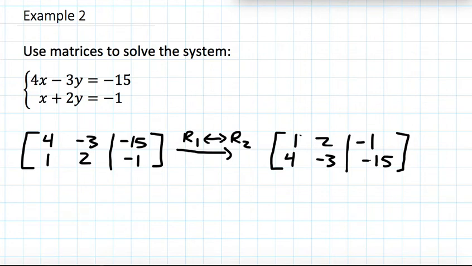Now the second step is to change the 4 into a 0. So what I need to think about is, what do I add to 4 to get 0? I need to add -4. So what I need to do is multiply row 1 by -4 and add that to row 2.